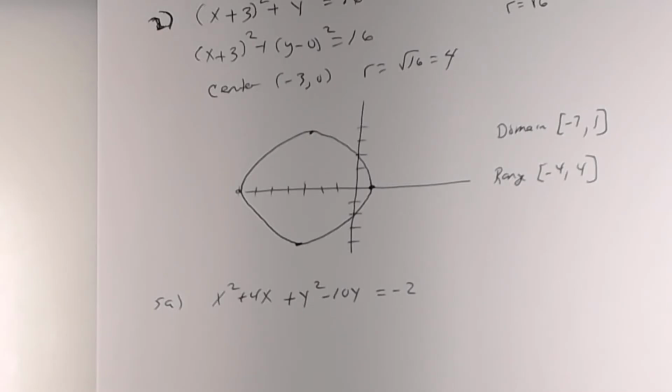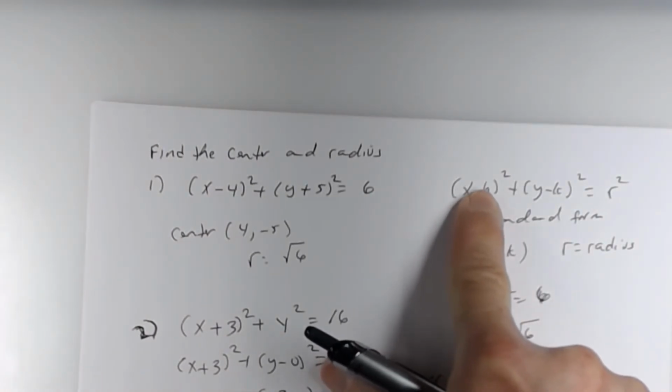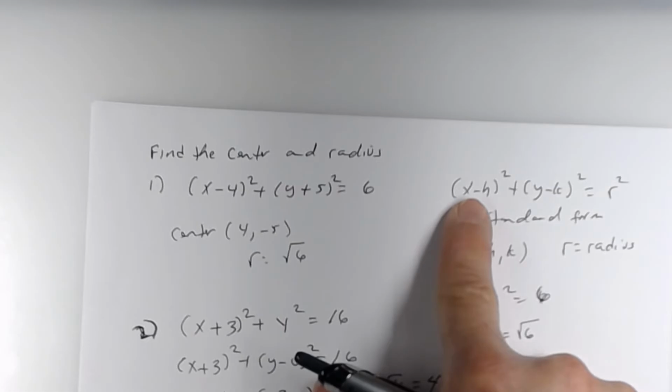Well, standard form, if you go back to standard form, you'll notice that the standard form involves a binomial square, doesn't it? In fact, how many are there? 2. There are 2 of them where you have a binomial squared.